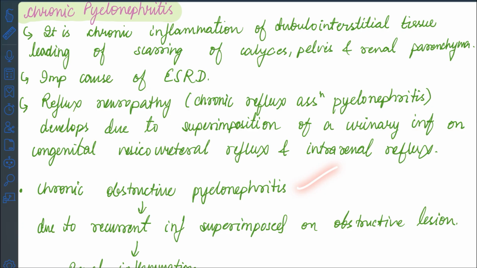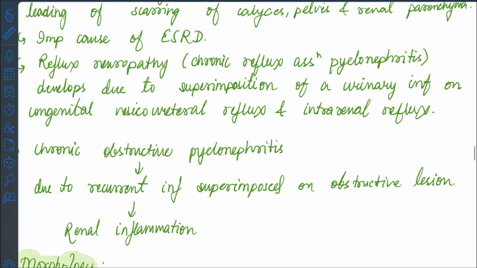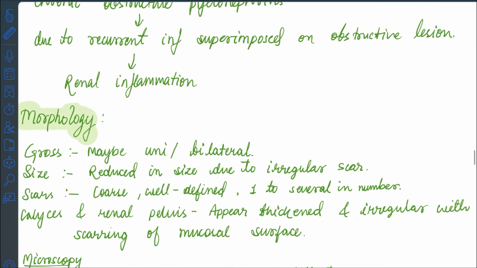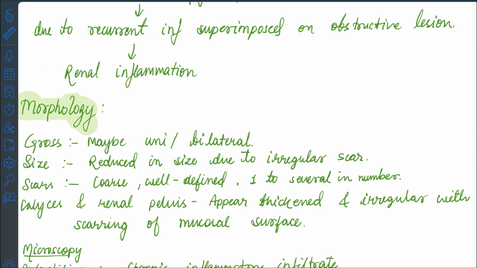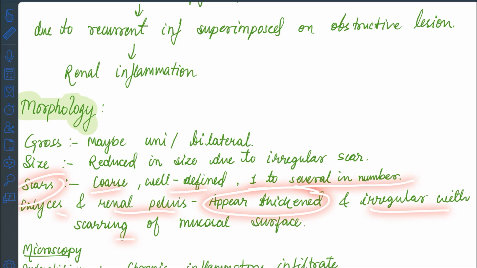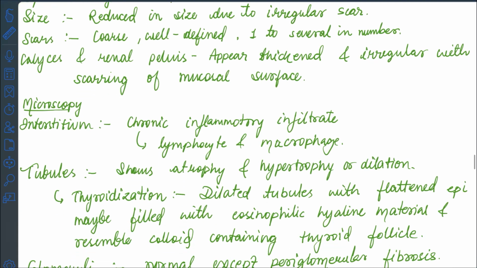Chronic obstructive pyelonephritis can lead to recurrent infection, which is superimposed on obstructive lesions, which are already obstructed, and further leading to renal inflammation. The morphological changes seen here, the gross feature can be unilateral or bilateral. The size of the kidney is reduced due to irregular scarring. The scars are coarse, well defined, and they are one to several in number. The calyces and renal pelvis appear thickened and irregular with scarring of mucosal surface.